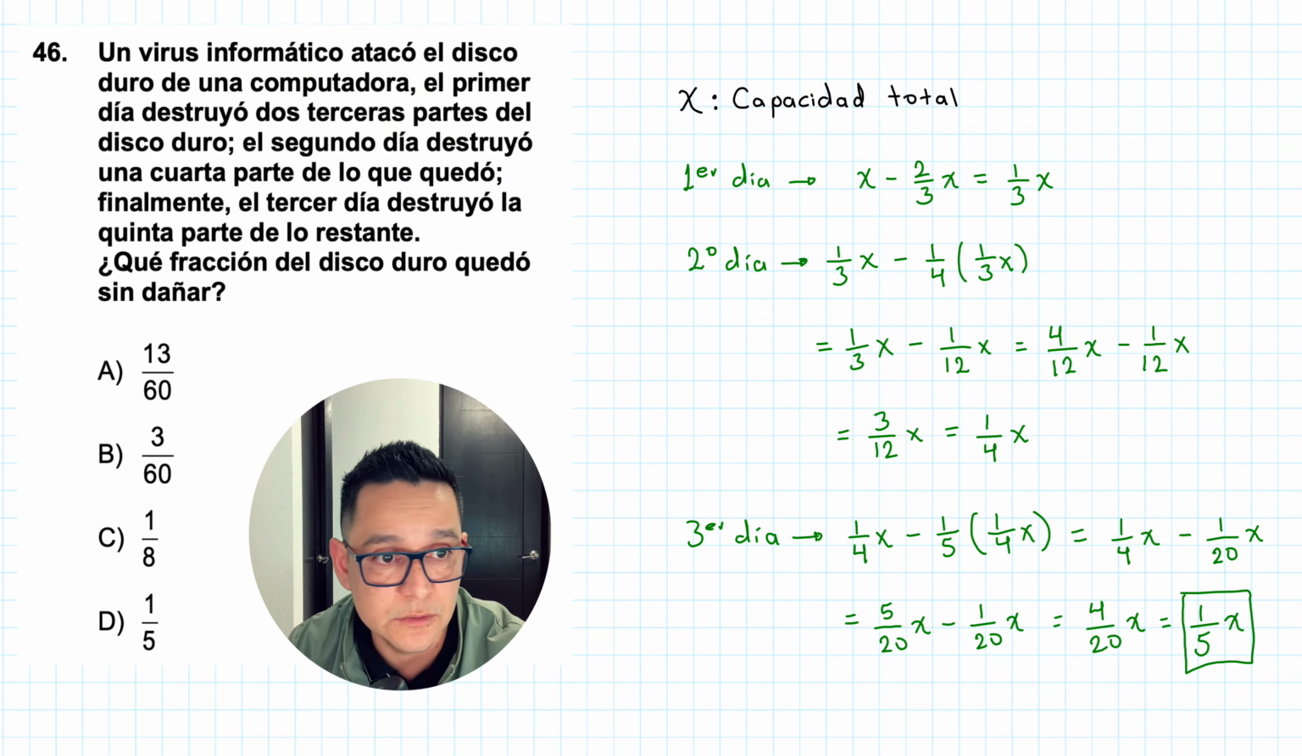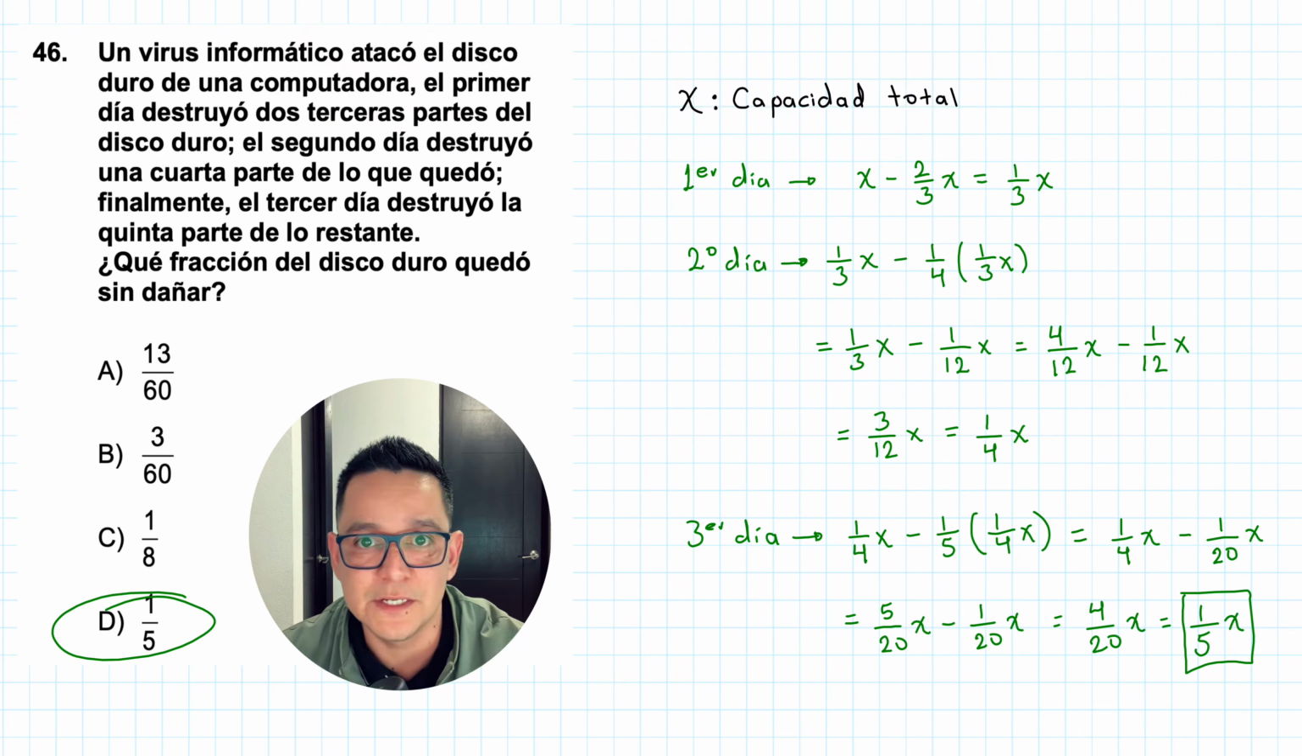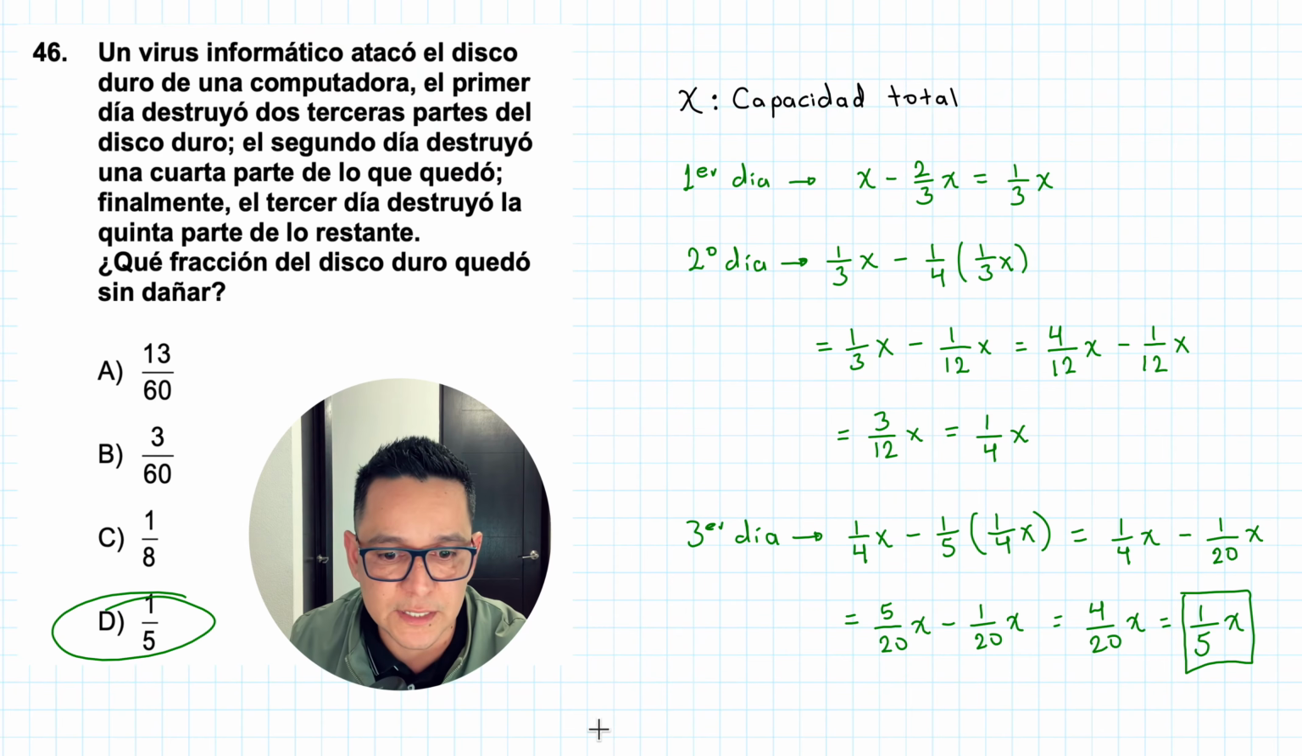So in the question that says, what fraction of the hard drive was left undamaged? Well, it's 1/5 of X. That is, 1/5 of the total capacity. Therefore, let's circle option D. Done, we're finished, that's it. So we've answered exercise 46. Let's go to the next exercise.